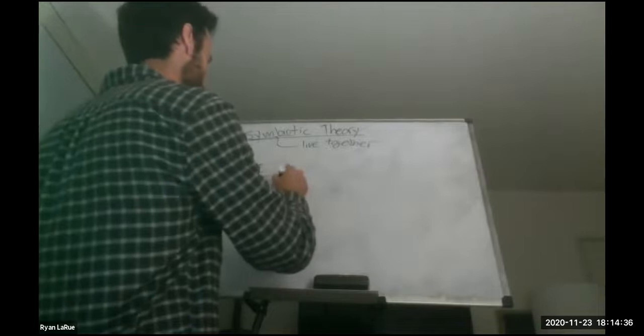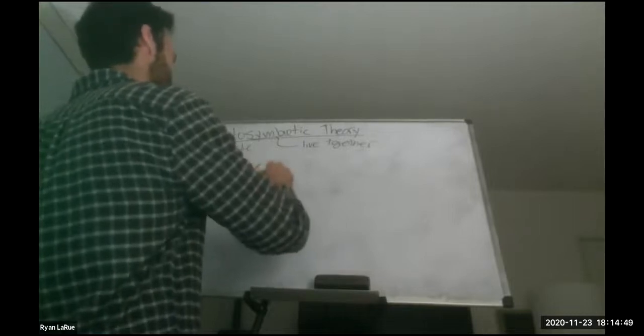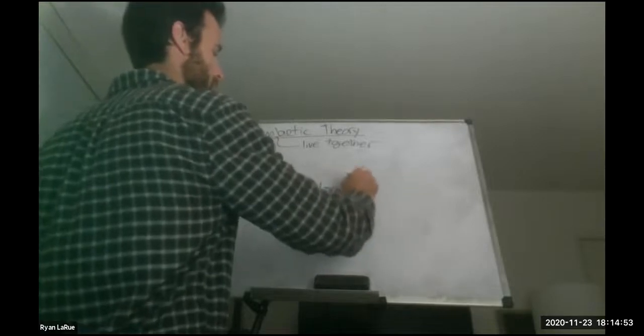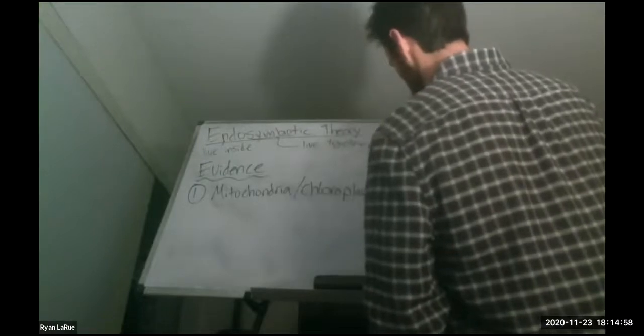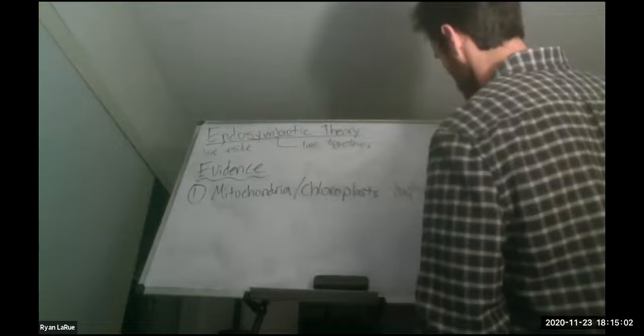So let's write. It's not all the organelles, right? It's just the bacteria-derived ones, mitochondria and chloroplasts. So mitochondria and chloroplasts duplicate like bacteria.